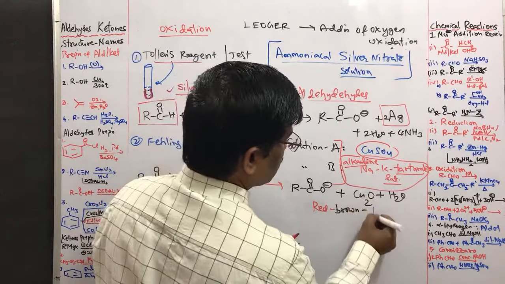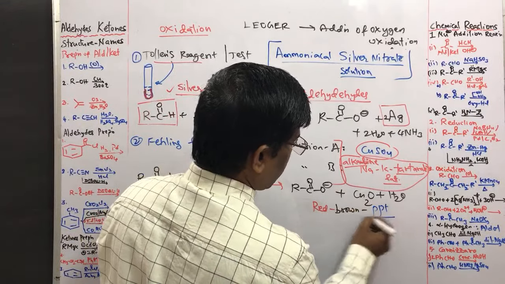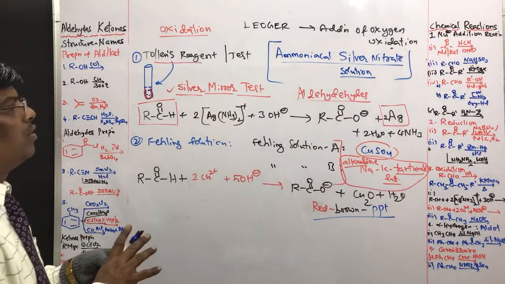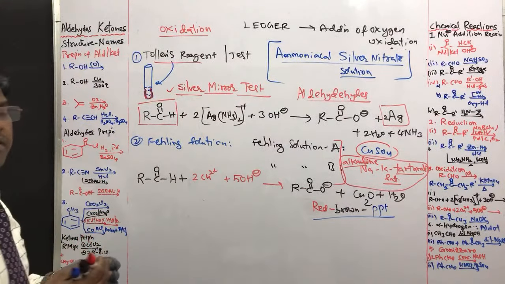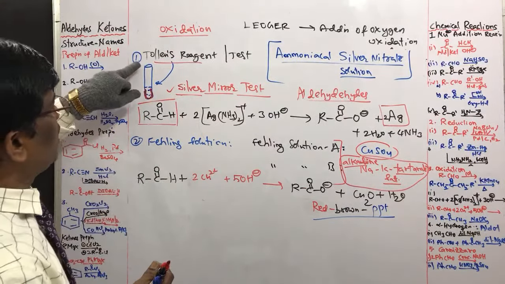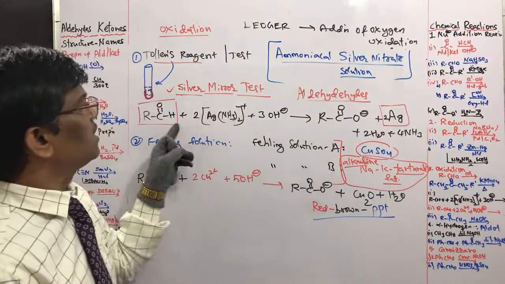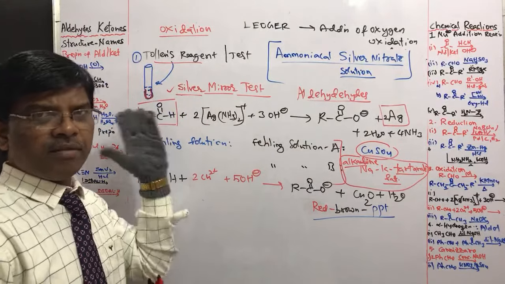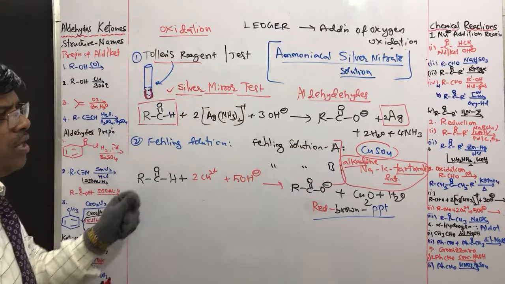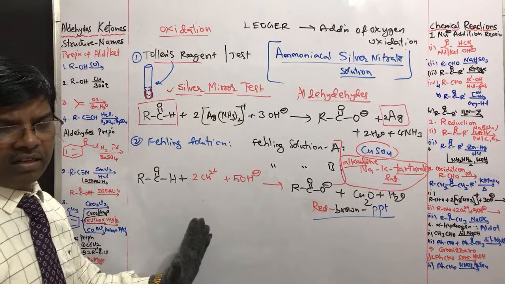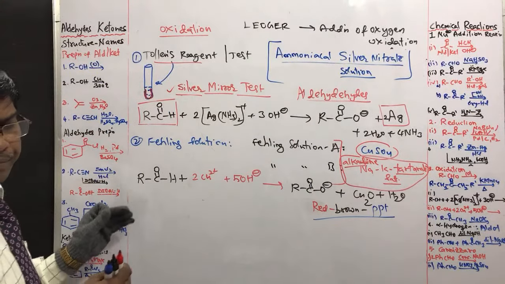Dear students, most of the students are missing practicals. Don't worry. This test you are usually allowed to do in your lab during your intermediate or plus 2 level, the Tollens test and Fehling's solution test. So you will get a red brown precipitate. It is a very simple reaction where you can immediately identify whether the given compound is an aldehyde or not. So this is how you can identify.